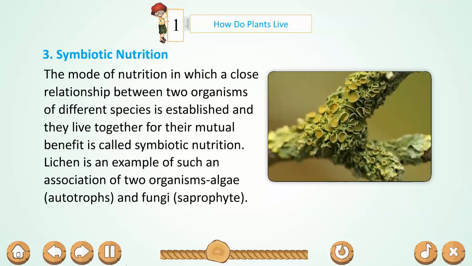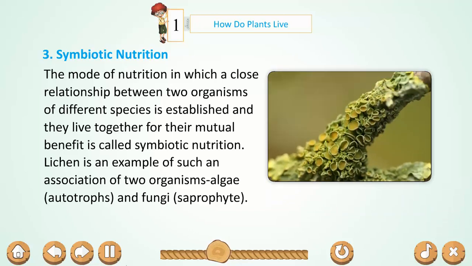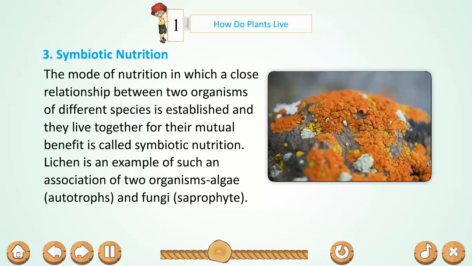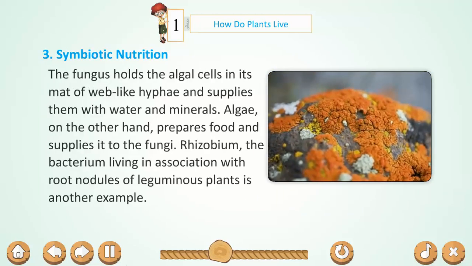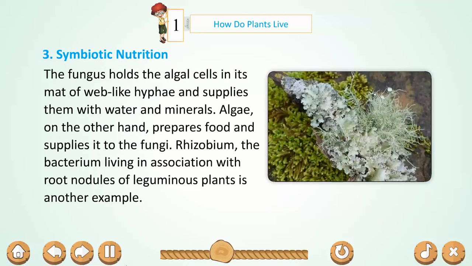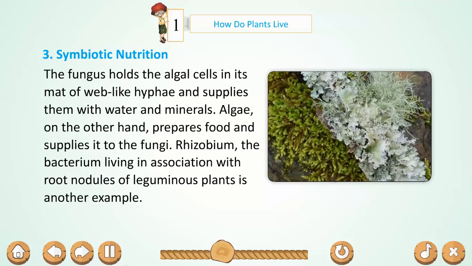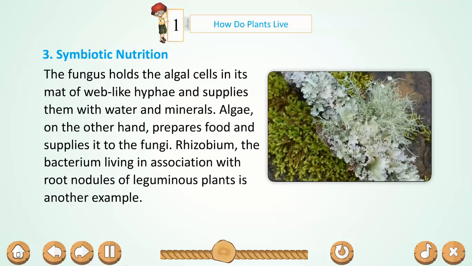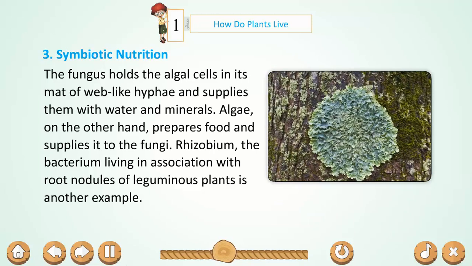Lichen is an example of such an association of two organisms: algae, autotrophs, and fungi, saprotrophs. The fungi hold the algae cells in its mat of web-like hyphae and supply them with water and minerals. Algae, on the other hand, prepare food and supply it to the fungi.